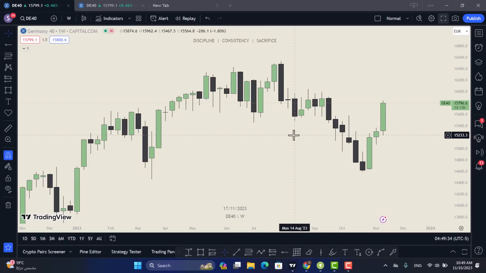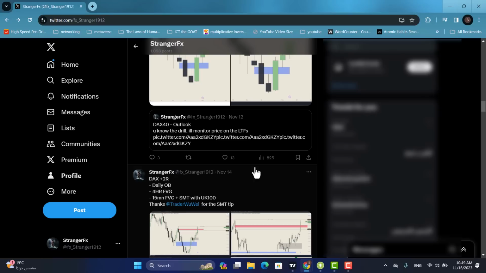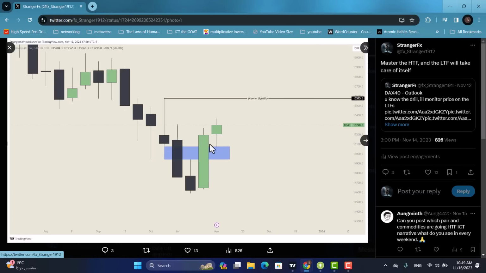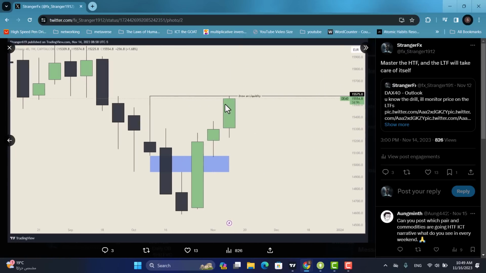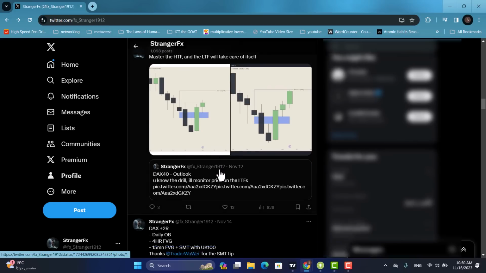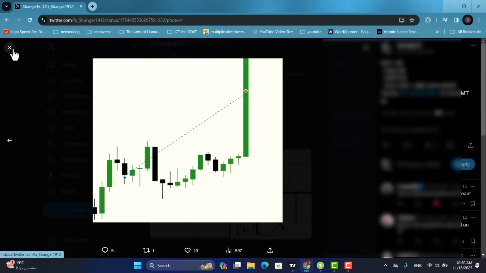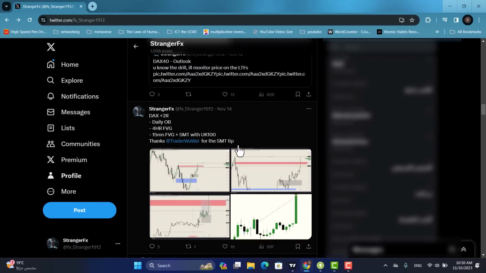So, for the first part, we're going to use this index, the DAX Germany 40, and I have shared that on my Twitter account. So I gave you the outlook. I told you I was looking for this high right here to be hit, and as you can see here, it was. And of course I took a long position based on that outlook, right? So this is a live example. This is something I personally use in my day trading. I don't like to teach with hindsight. Everything I teach here on my channel is how I actually trade.